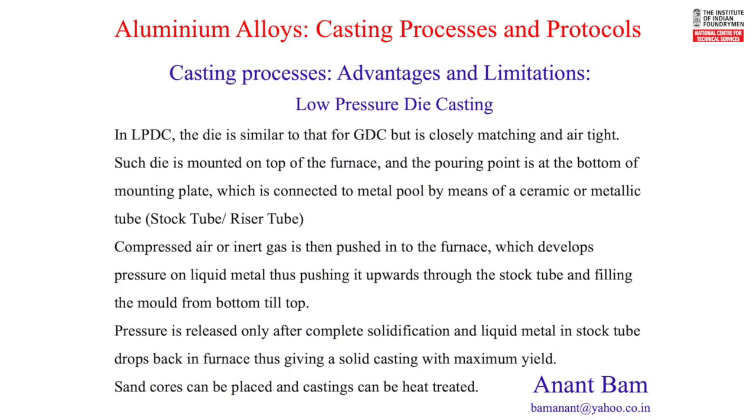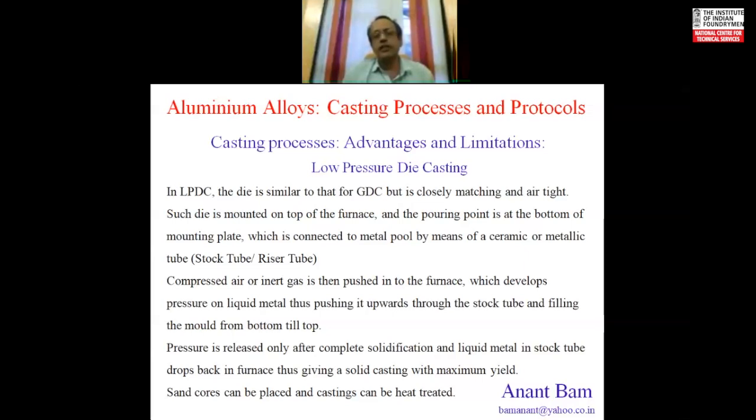In LPDC, the die is similar to that of GDC, but it is closely matching and airtight. Such a die is mounted on top of the furnace and the pouring point is at the bottom of the mounting plate, which is connected to a metal pool by means of a ceramic or metallic tube, which is called a stock tube or riser tube. Compressed air or inert gas is then pushed into the furnace.